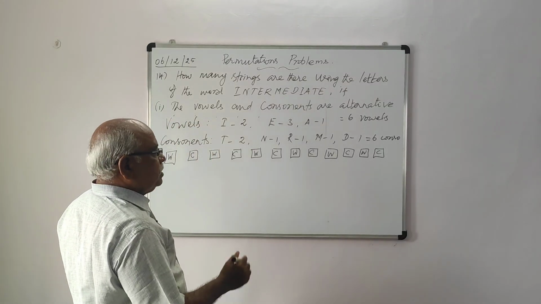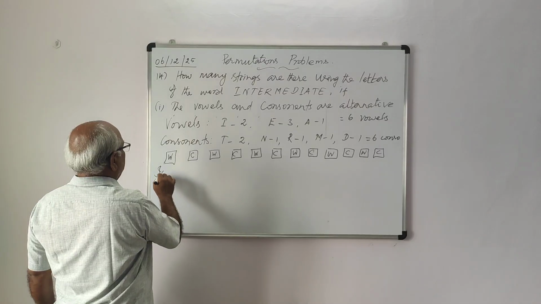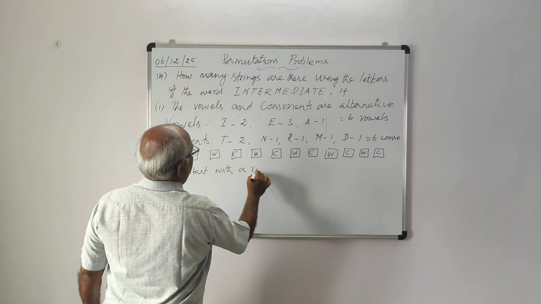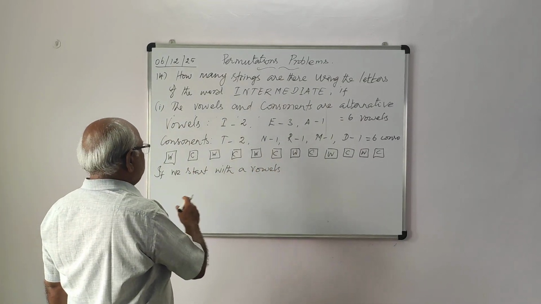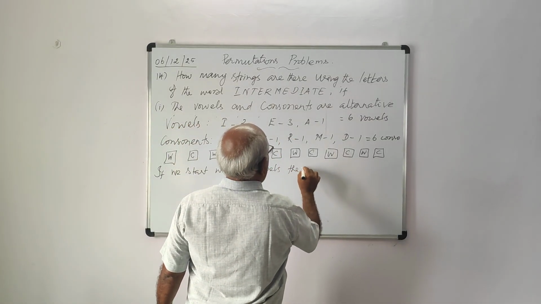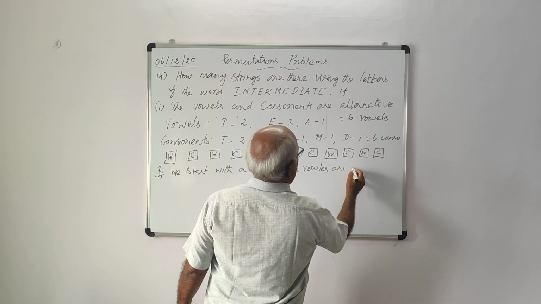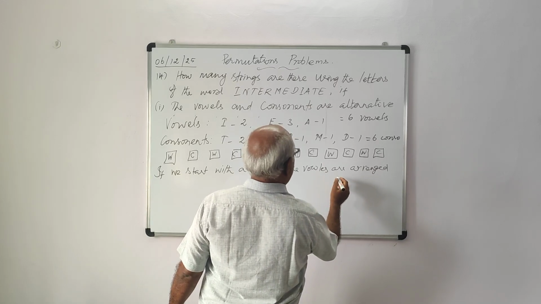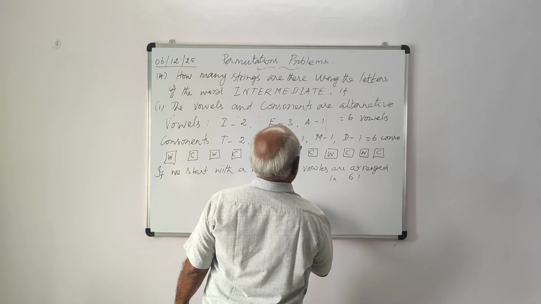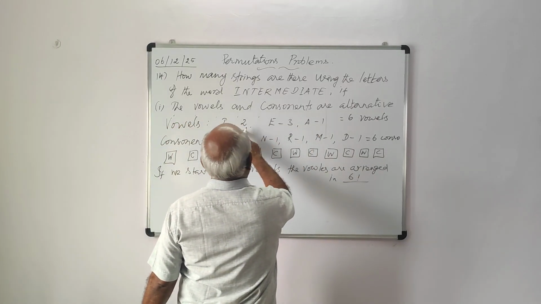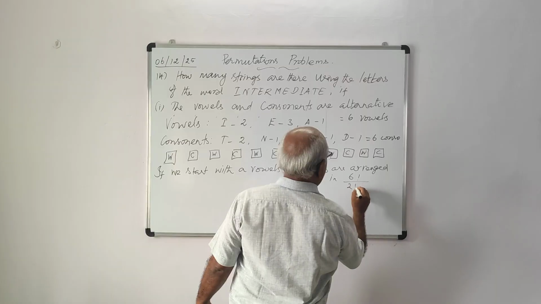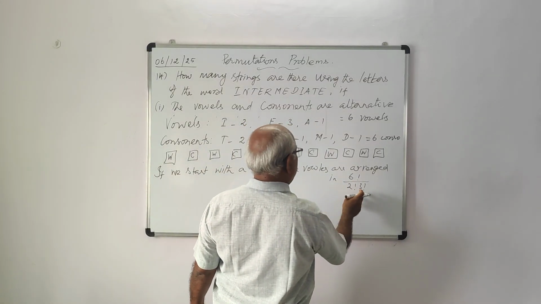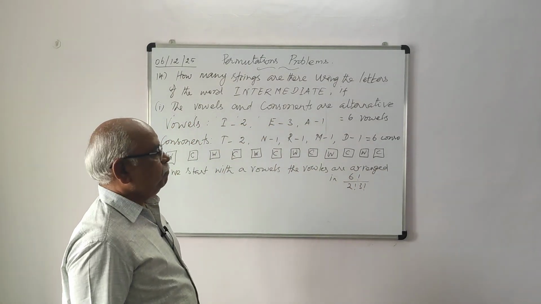So first, if we start with the vowels, the vowels are arranged in 6 factorial ways divided by, there are 2 i's and 3 e's, therefore 2 i's and 3 e's are repeated, so 6 factorial is to be divided by 2 factorial times 3 factorial. This is the arrangement of vowels.